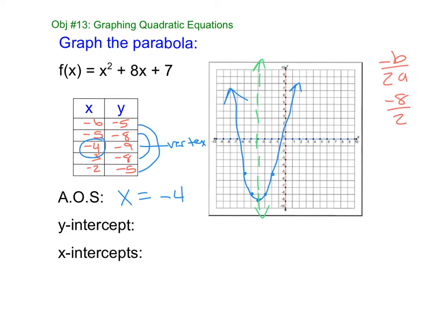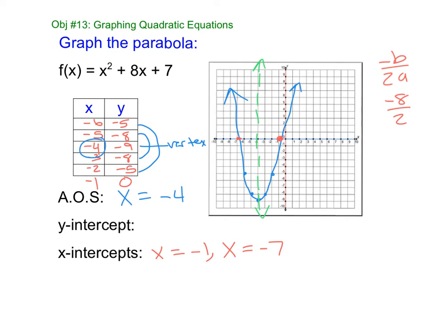So we went to -2. So let's check -1. What do you get when you plug in -1? That gives you your 0. And then because of the symmetry, -7. So it's actually going to be x equals -1 and x equals -7.